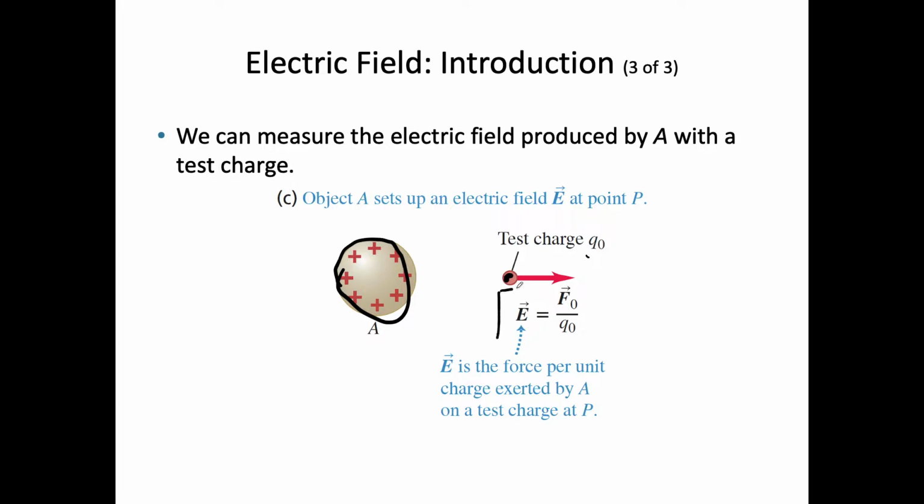So electric field was defined as the force on a test charge divided by the magnitude of the charge carried by this test charge. And this is a vector equation, which means electric field is in the same direction as F0 received by this test charge. They're in the same direction.